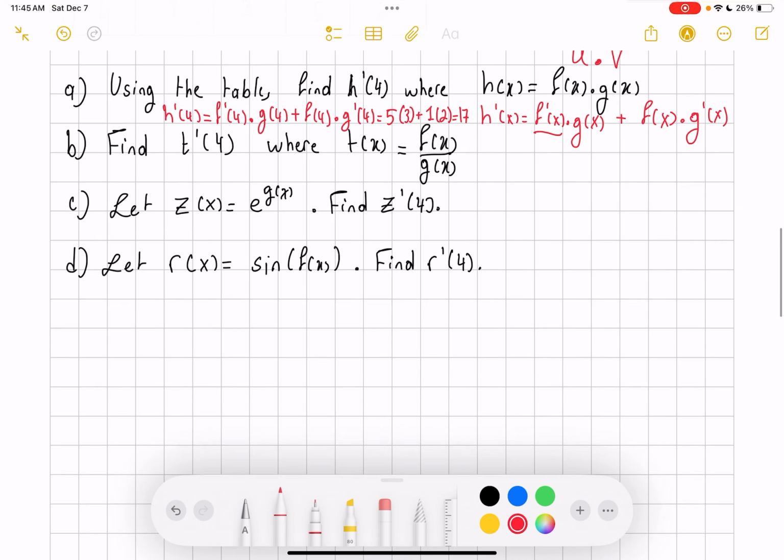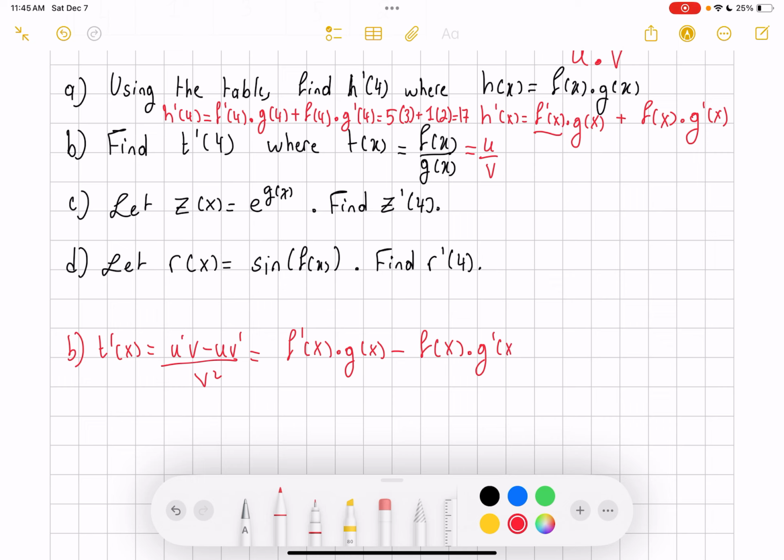Now in part B, we're going to do something very similar over here, but over here we have f of x over g of x, and we want to find t prime of 4, where t of x is f of x over g of x. This is a quotient function, u over v. So t prime of x is going to be u prime v minus u v prime over v squared. Or in the terms that they gave me over here, f prime of x, g of x minus f of x multiplied by g prime of x over g of x squared.